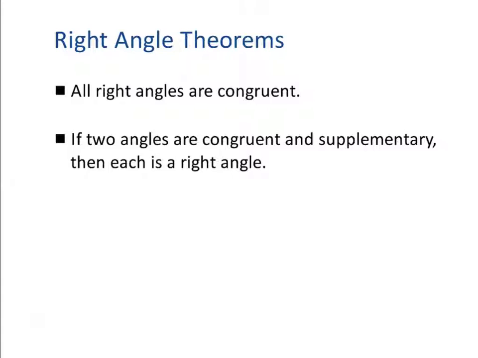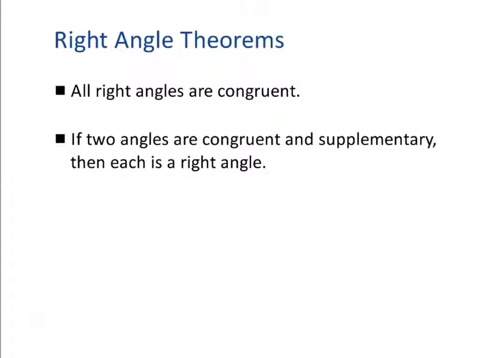Okay, two other theorems in this section are important to know, and pretty much they're common sense. There's two that are related to right angles. The first one says all right angles are congruent. Makes sense. If you have a right angle, it equals 90 degrees. So no matter how many you have, they're all going to be congruent to each other. So all right angles are equal.